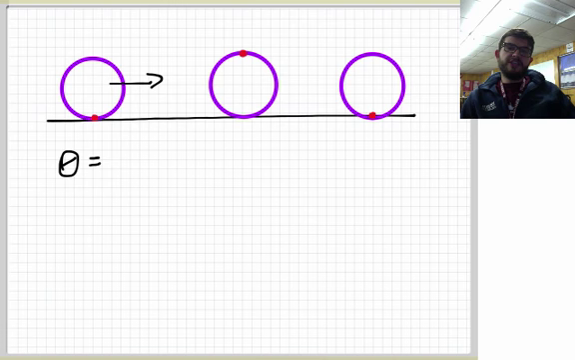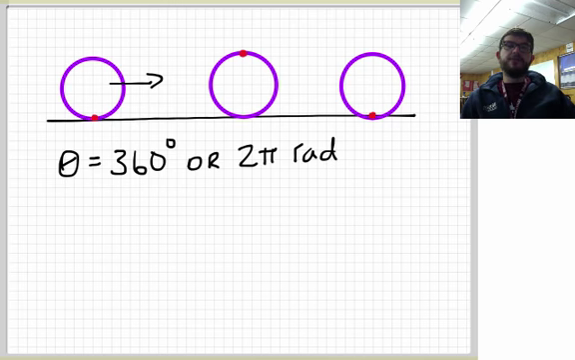So the question is, what is theta? What is the angular displacement that this object has gone through? Well, the red dot helps us track the motion. The red dot has gone from the bottom all the way to the top and all the way back down to the bottom. So that means that little red dot has traveled 360 degrees. Or if you're going to use the second way to measure it, it would have gone through 2 pi radians. And that would be the angular displacement.